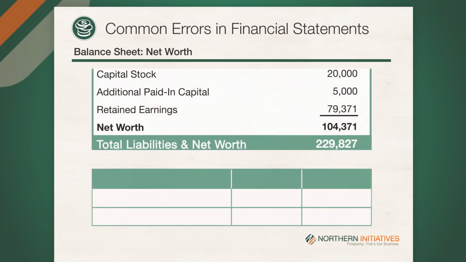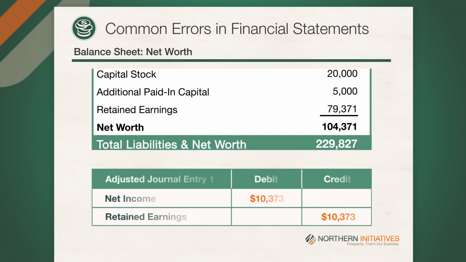In the case study, the retained earnings should increase $10,373 from $79,371 in the prior year to $89,744 in the current year because the net income for the current year was kept in the business with no owner distributions or dividends. To record this transaction, debit net income and credit retained earnings for $10,373.